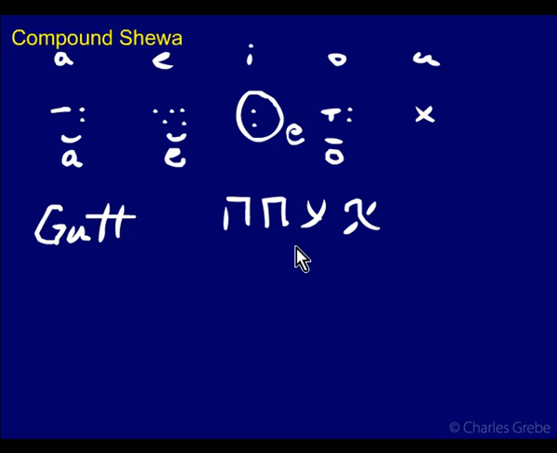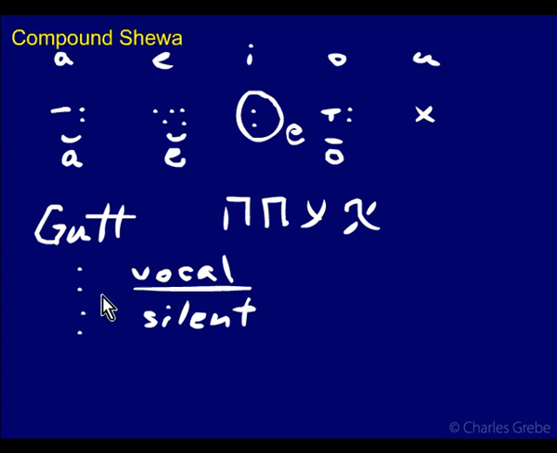The gutturals will not take a simple vocal Shewa. By that I mean the vocal Shewa that is a vowel. We're talking about the vowel one now, not the silent one. Remember we have the two. The silent Shewa is really a syllable marker, and though it's rare, it can show up with gutturals. But what I'm really talking about here is the vocal Shewa. Instead of the vocal simple Shewa, which is called simple in contrast to compound, you will get these compound Shewas.